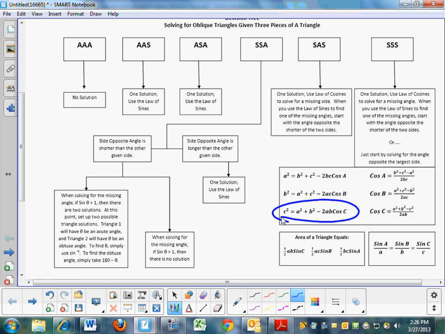If you're trying to solve for side a, you could use the first one. Trying to solve for side b, use the second one. Side c, use the third one. If you're trying to solve for an angle, then you use the first, second, or third one.